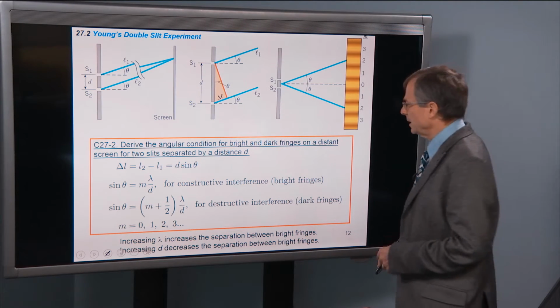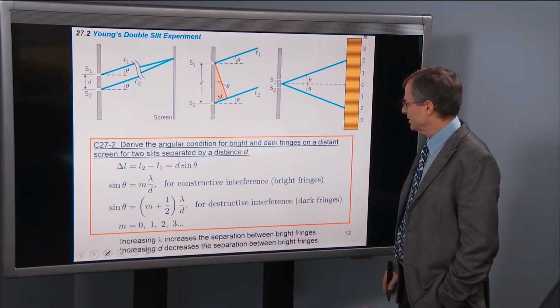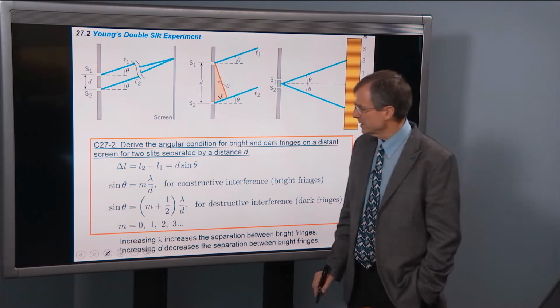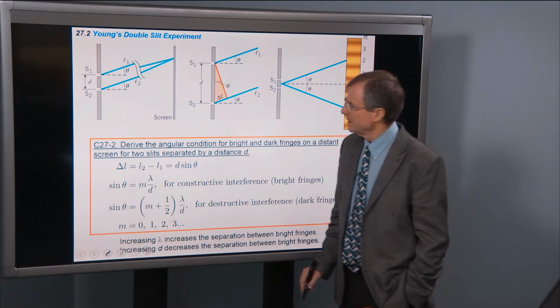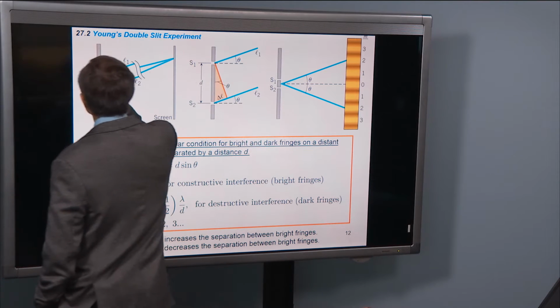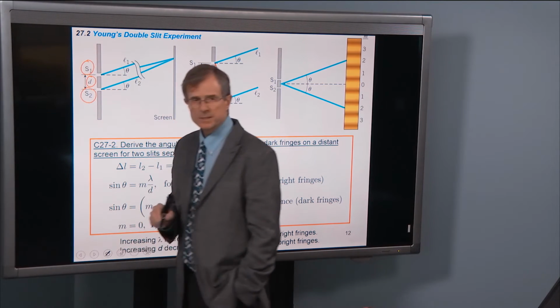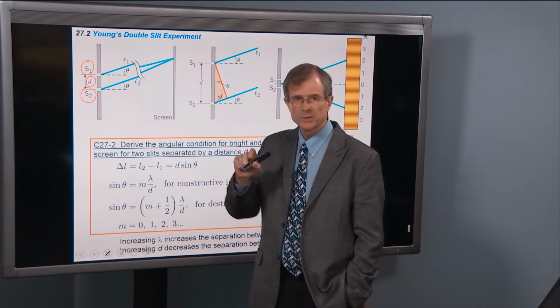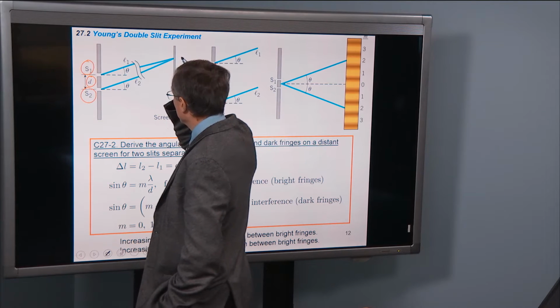So let's derive the angular condition for bright and dark fringes on a distant screen for two slits separated by a distance d. Okay. Source 1, source 2, separated by a distance d. That's the center of slit 1 to the center of slit 2. All right?